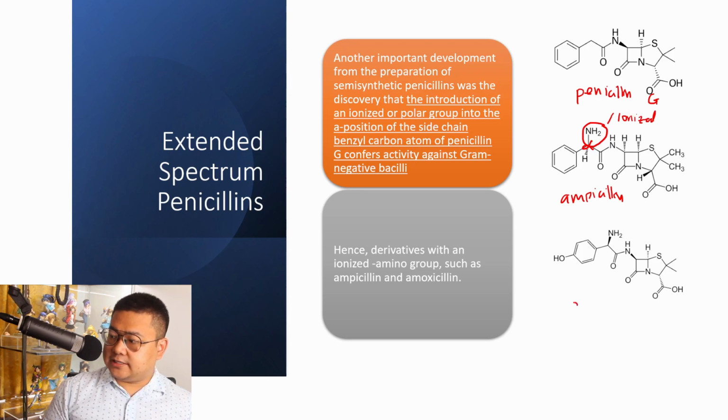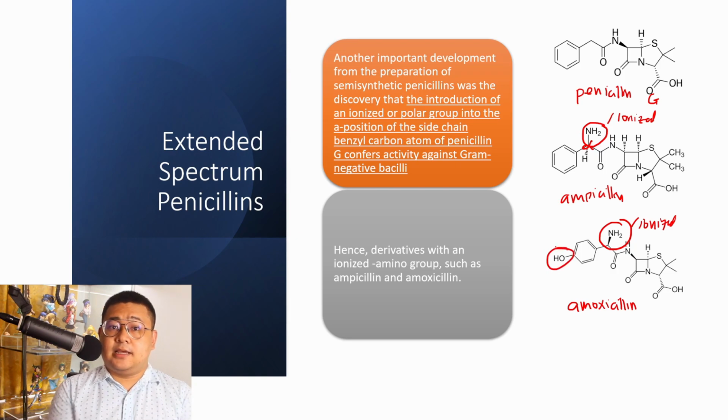Next, you have your amoxicillin. You also add the ionized group, our amine, and you also add a hydroxide on the benzyl substituent. Okay, so these are our two examples of extended spectrum penicillins, our amoxicillin and our ampicillin. Please take note of the differences in the structure. So Pen-G is the basic. You add an amine group at the alpha carbon, it becomes ampicillin. You add an amine group at the alpha carbon and an OH group at the benzyl substituent, it becomes amoxicillin.